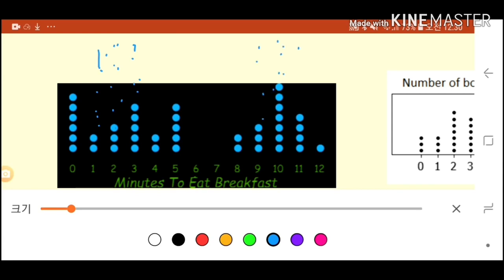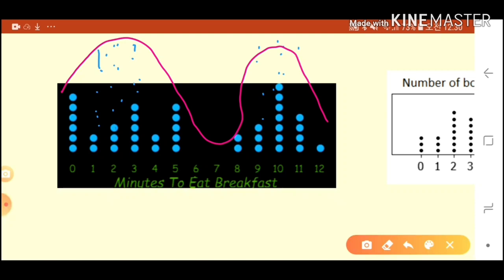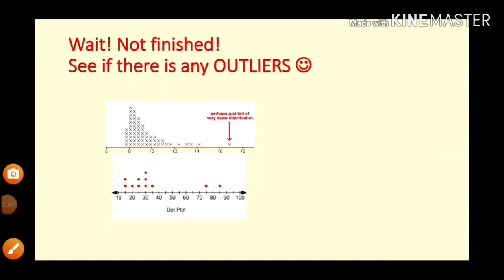Then in that case, vividly we can say, yup, it's looking like a bimodal shape, where people eat fast and finish eating in about 2 to 3 minutes, or people having a big breakfast, or slow eaters taking around 10 minutes to have breakfast, something like that. You can analyze more. Lastly, you need to talk about outliers as well.